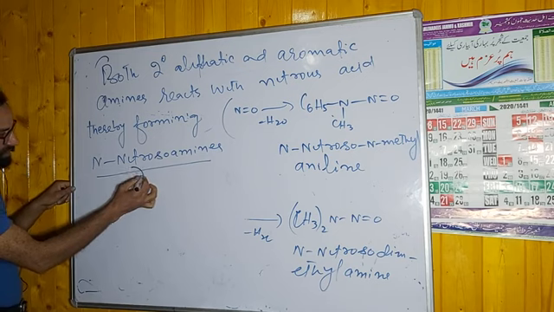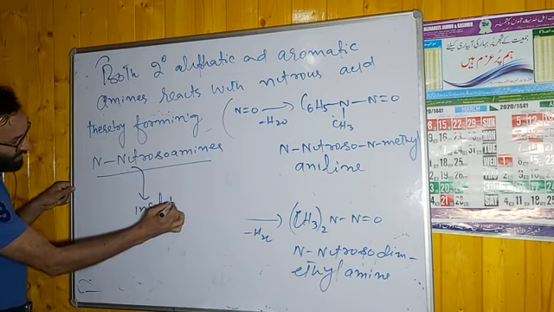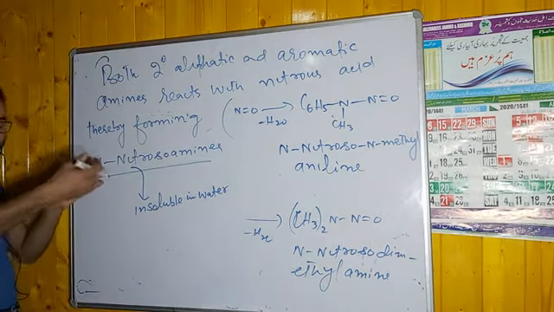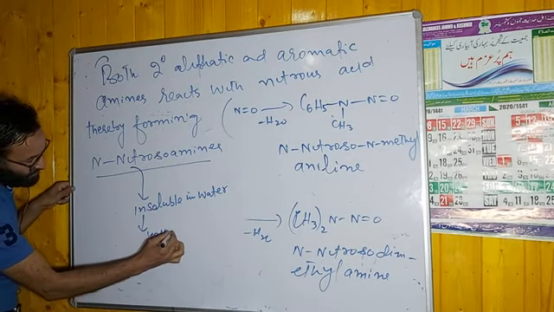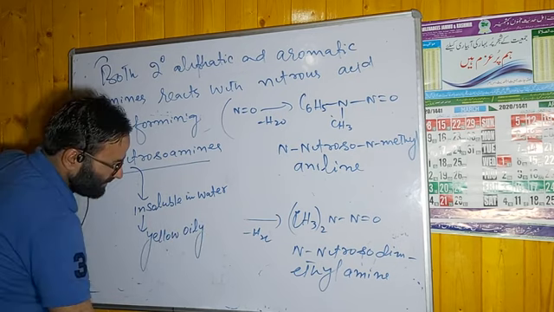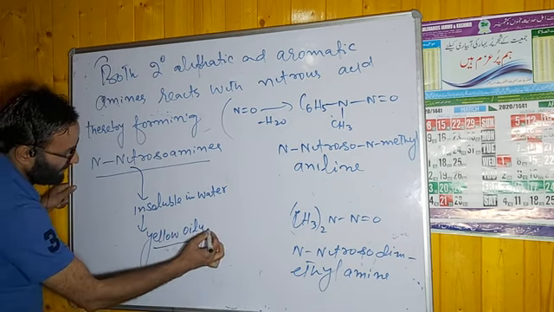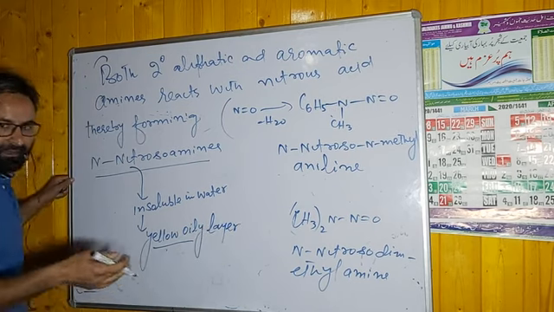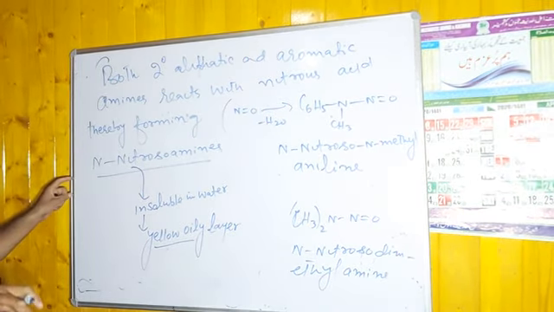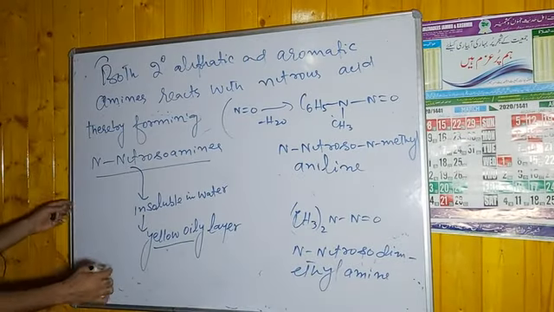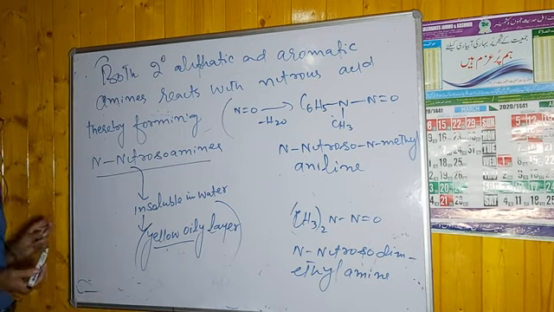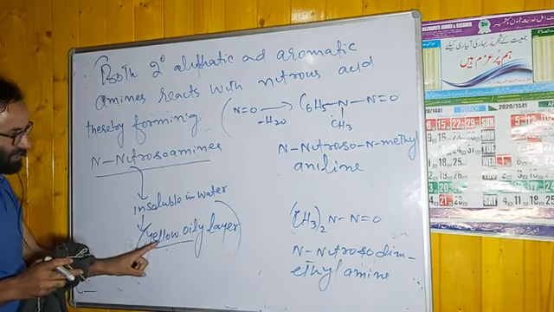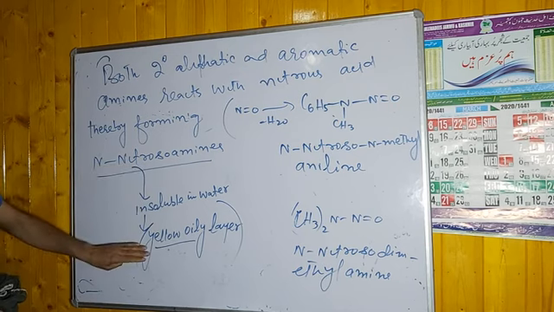Dear students, these are insoluble in water. I will tell you certain points here. Insoluble in water, they separate out. When insoluble in water, what happens? They separate out as a yellow oily layer on the surface. It means that it is insoluble in the water. The second thing, it is lighter than the water, so it will come out on the surface as a yellow oily layer. It means that it will have yellow color. This is the point you have to mention. N-nitrosoamines separate out as a yellow oily layer.